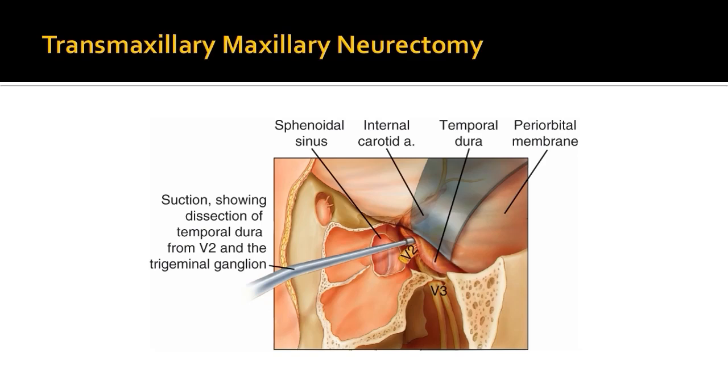The nerve is dissected free of the adipose tissue and followed to the foramen rotundum, located at the top of the pterygoid plate. The foramen is widened with a high-speed drill to expose the dura of the temporal fossa floor laterally and the cavernous sinus medially.